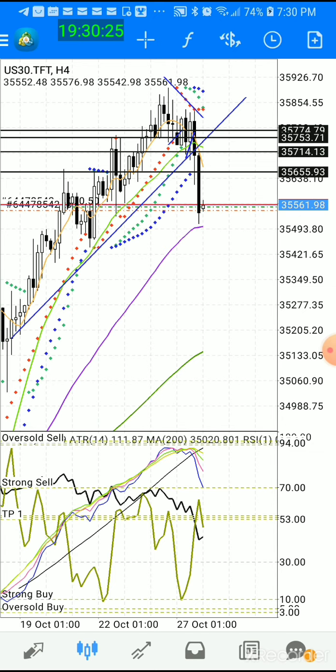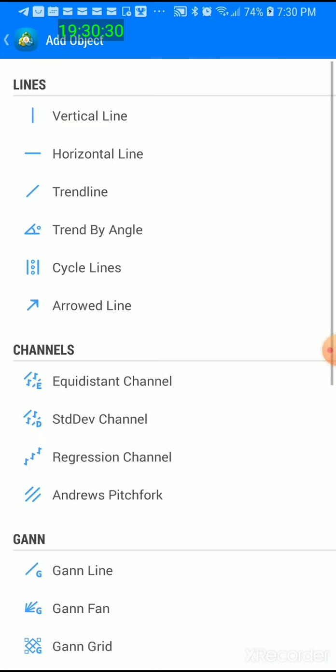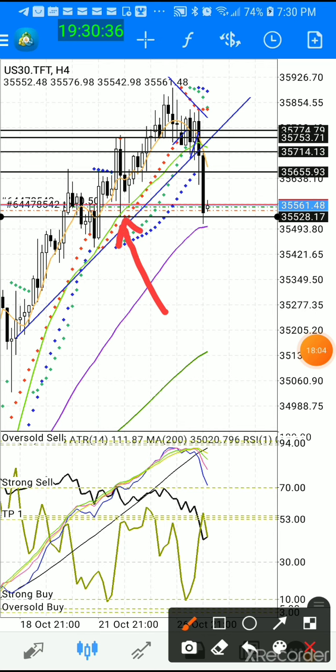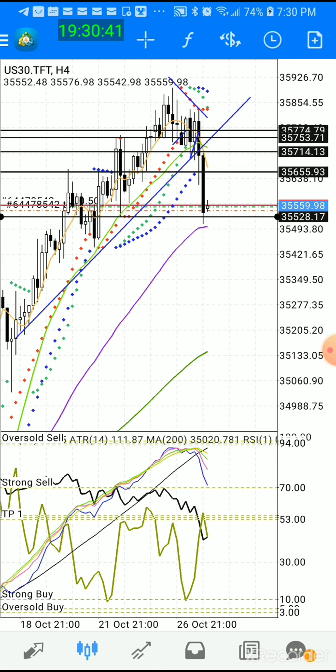My parabolic SARs aren't even close to the 20. You know what I'm saying? I would come over here and set my next rejection level, which would be here, based off of what, guys? This here, all of these touches. It has the most touches. It makes the most sense to me.